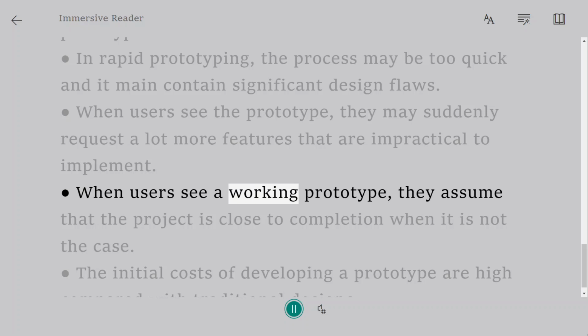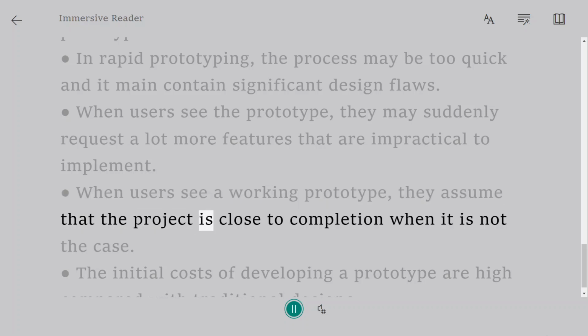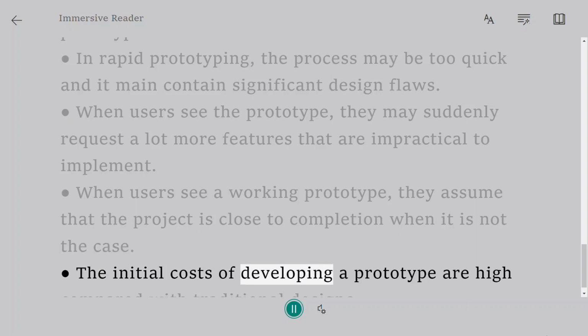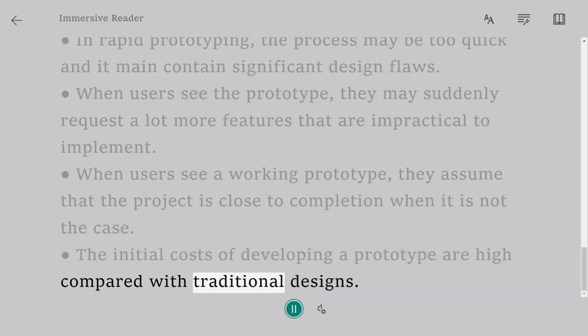When users see a working prototype, they assume that the project is close to completion when it is not the case. The initial costs of developing a prototype are high compared with traditional designs.